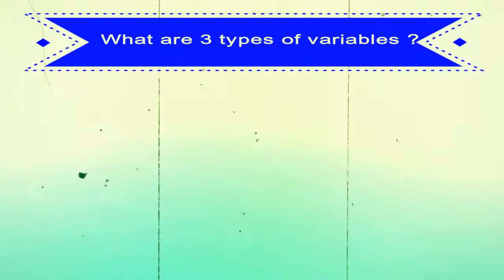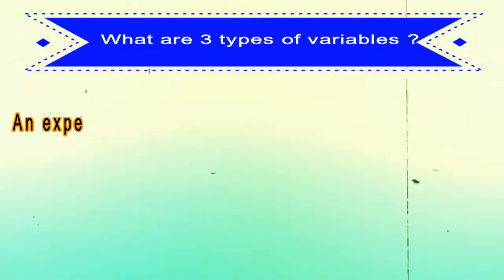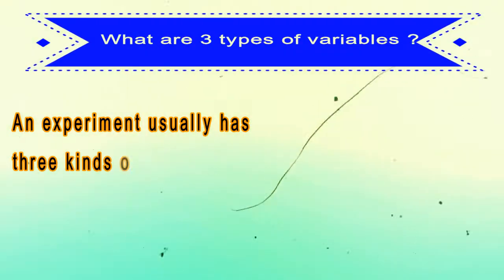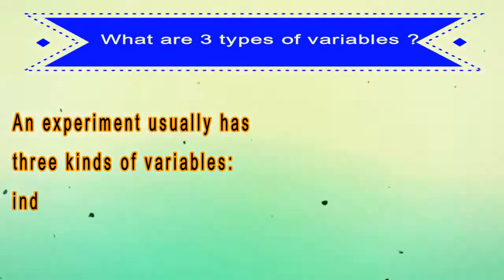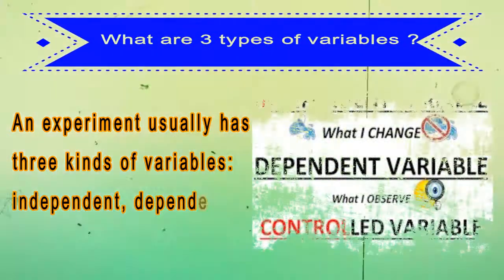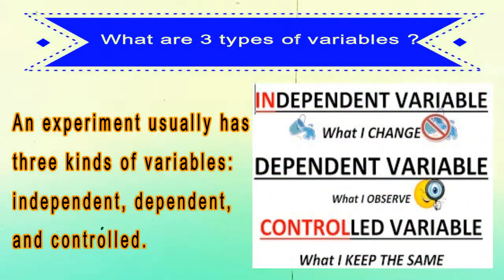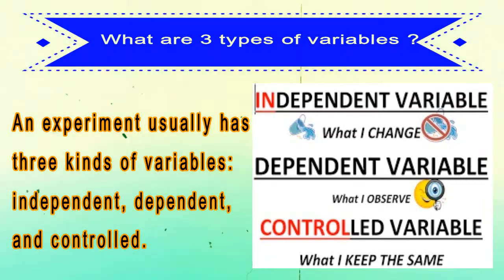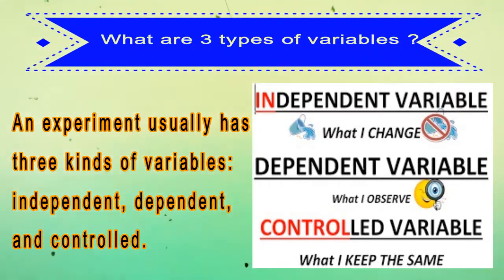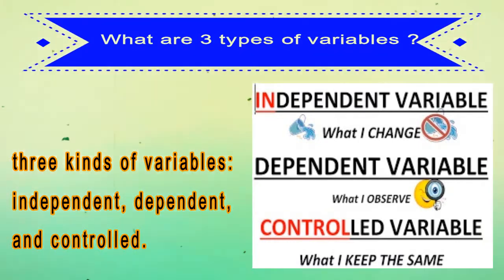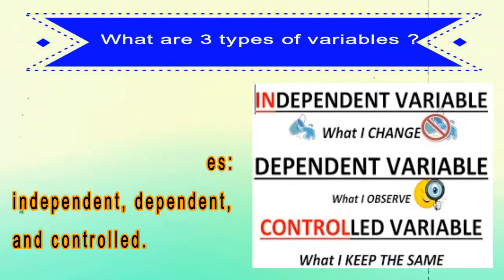What are three types of variables? An experiment usually has three kinds of variables: independent, dependent, and controlled. Independent variable, what I change. Dependent variable, what I observe. Controlled variable, what I keep the same.